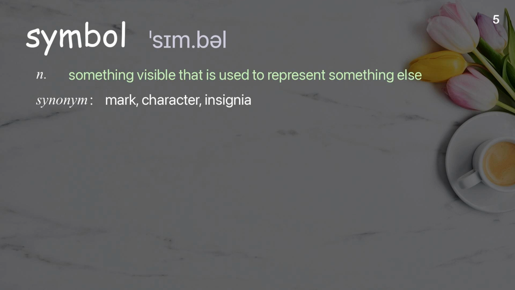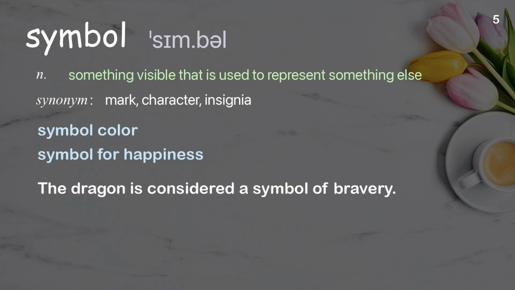Symbol. Something visible that is used to represent something else. Examples: Symbol color. Symbol for happiness. The dragon is considered a symbol of bravery.